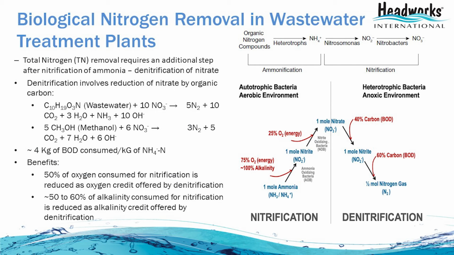Now, the benefit of denitrification is that about 50% of the oxygen that is consumed for nitrification is returned, because as you can see, nitrate supplies the oxygen for denitrification. So about 50% of the oxygen that is consumed for nitrification is returned as credit for denitrification, and 50 to 60% of the alkalinity is returned by the denitrification reaction. And this triangle diagram shows the nitrification and denitrification steps.